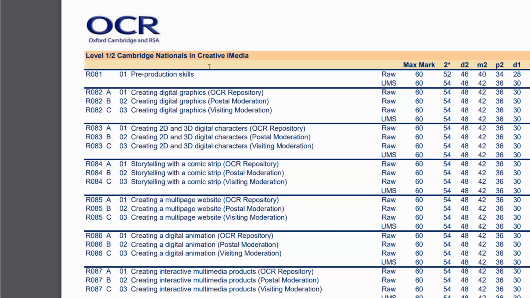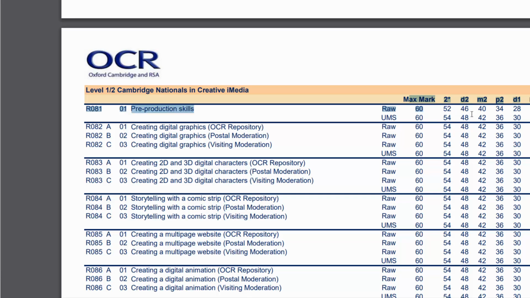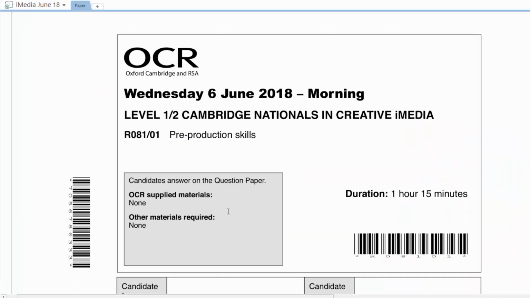To find this document, you've got to Google Cambridge National grade boundaries for June 2018, and you'll find this PDF, and you can see under pre-production skills what mark you need to get in order to get certain grades. You can see for distinction start at level 2 you can only drop 8 marks in this exam, so you haven't got too much room to drop marks if you're aiming for the top grades. So anyway, I'd recommend you do this and mark it properly using those grade boundaries, but that's just for context.